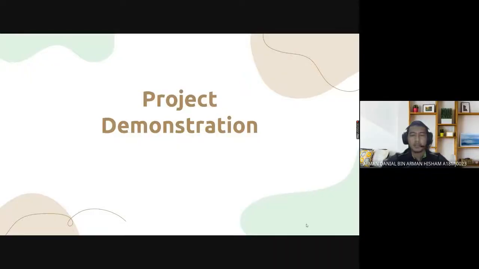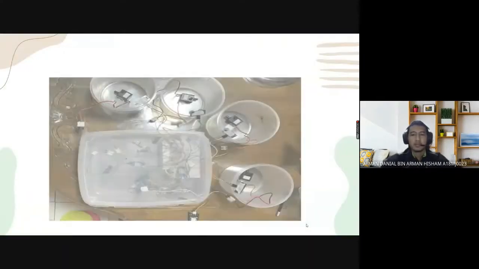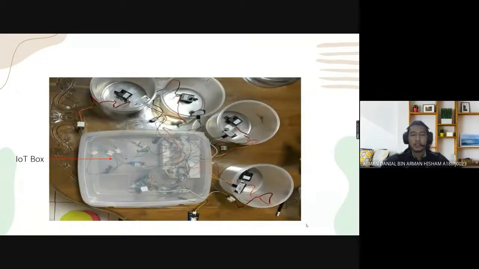Okay, so now I will continue our presentation with the project demonstration. But before that, I will briefly explain the main parts of the project prototype. The first box is the IoT box, where we store our main components. The second box is the total solution box.